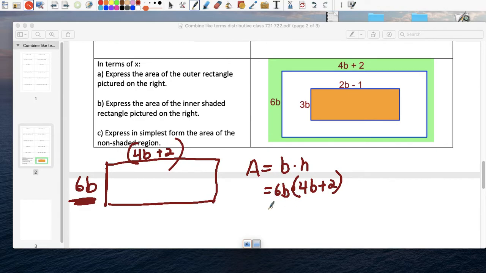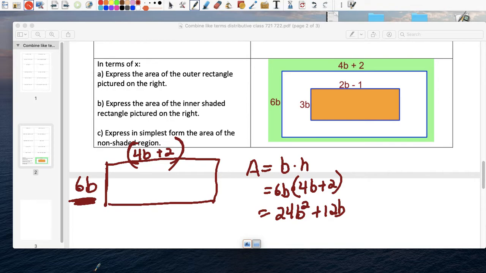So now we can do, what do you call it? The distributive property, 6b times 4b is 24b squared. And then 6b times 2 is positive, by the way. 6b times 2, 12b. Okay, so the main thing here is that the base had to be represented. You had to put in parentheses.